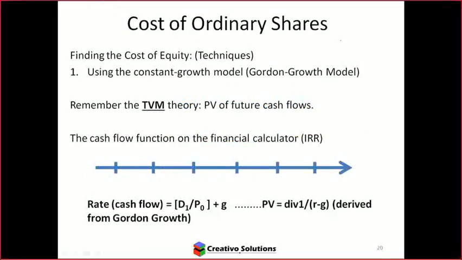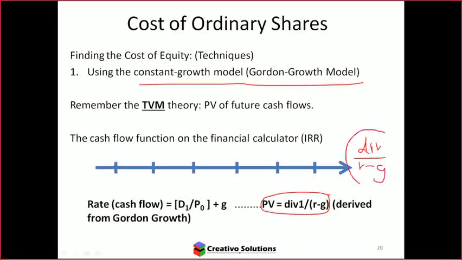Here's the first one. Constant growth. Gordon growth. What do I need to do the Gordon growth model? I need a formula. You guys are familiar with this. That looks familiar, right? Div 1 over R minus G, right? You should recognize that.